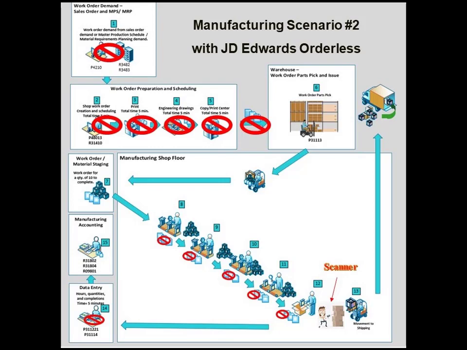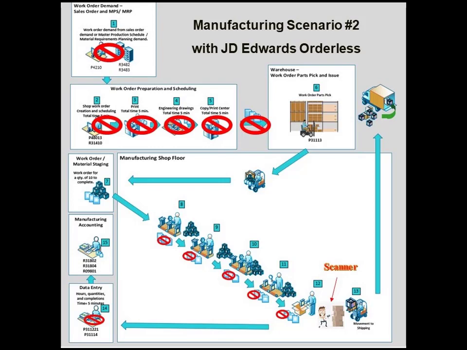With this scenario, we've just cut out much time in that work order process, in planning, creating, packaging up that work order, scheduling. So now, how does the warehouse know what to pick if they don't get that work order packet? The material movement process will now change to fit Orderless.